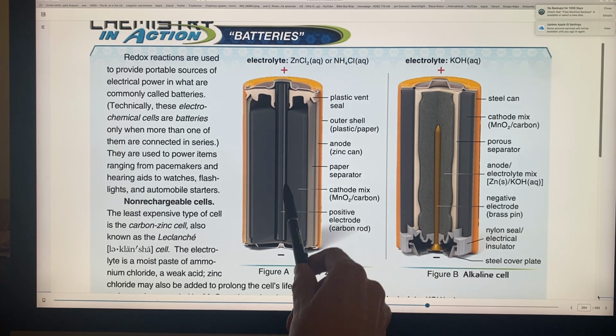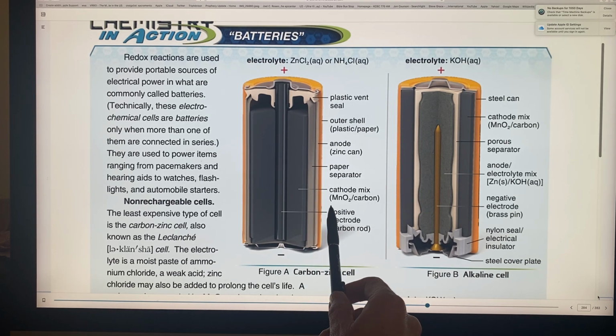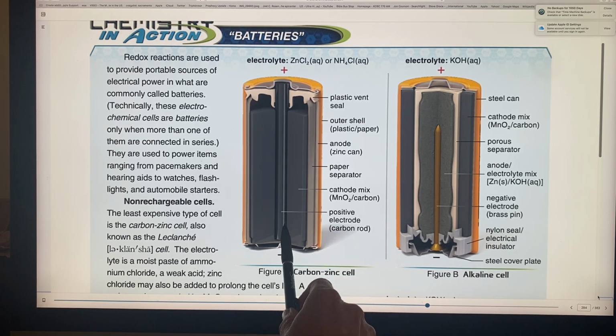So you have the cathode mix here, and that's MnO2, and you have the positive electrode in the carbon rod here. So basically it's designed similar to the batteries that we designed in class, right? And then the electrolytes. And this one here is an alkaline cell.